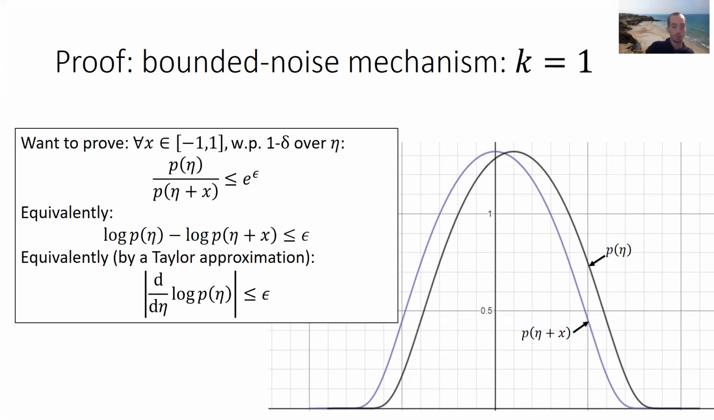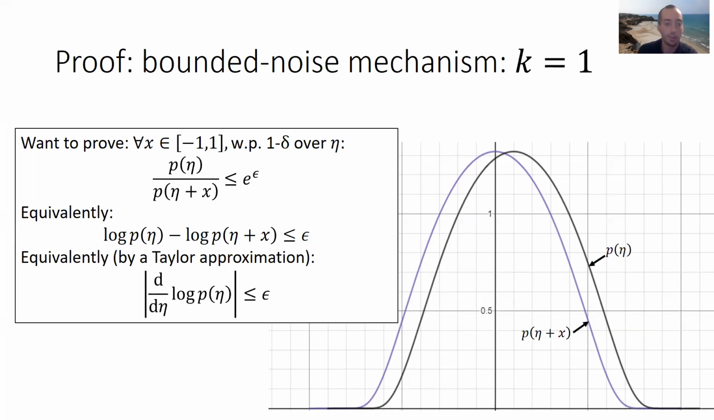Okay, so you want to bound the ratio by e to the epsilon, and we can simplify it by taking the log. Any other question? Okay. So you have log p of eta minus log p of eta plus x. We want this to be bounded by epsilon. And this is just a difference of the function at two nearby points.